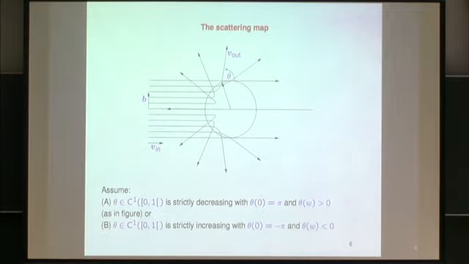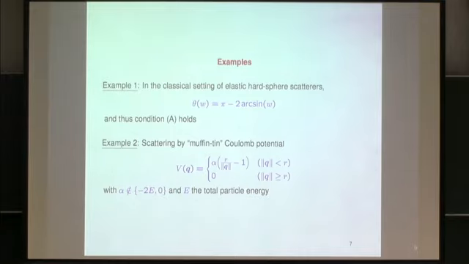And what we're assuming about our scattering map is very simple. The theta, as I said, is a function of the impact parameter. And what we're assuming here is that it's strictly increasing or strictly decreasing, one of these two situations. These are, for instance, satisfied when you look at the classical hard sphere scattering, where your reflection law is simply that your incoming angle equals the outgoing angle, elastic reflection. In this case, you have this formula for the scattering angle in terms of the impact parameter.